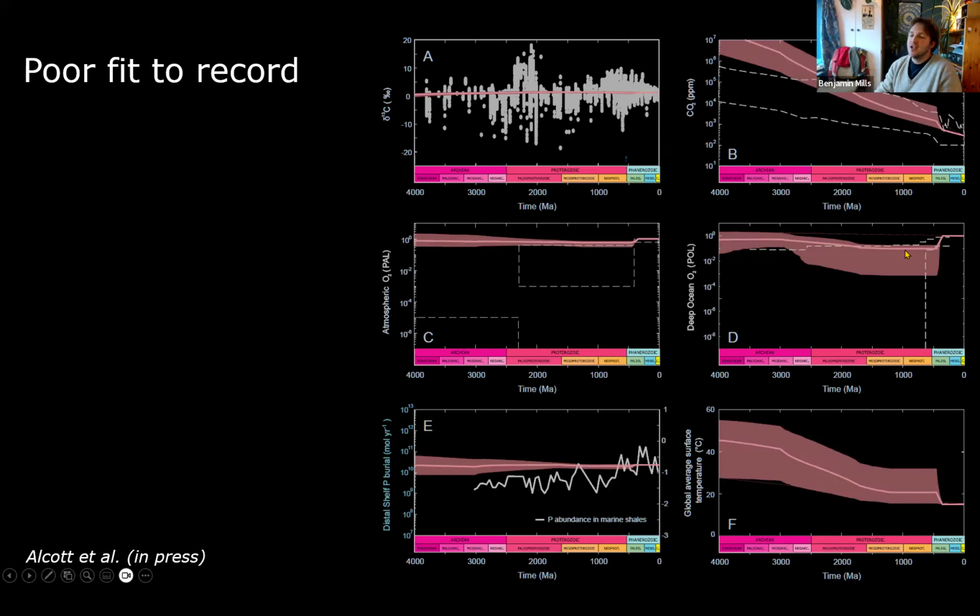It's very hot. We're doing an awful lot of continental weathering. We're putting a lot of nutrients in. You can see we're burying a lot of phosphorus in the model, more than is indicated by the record. And we have high atmospheric oxygen. So this is overall a pretty poor fit to the geological record.